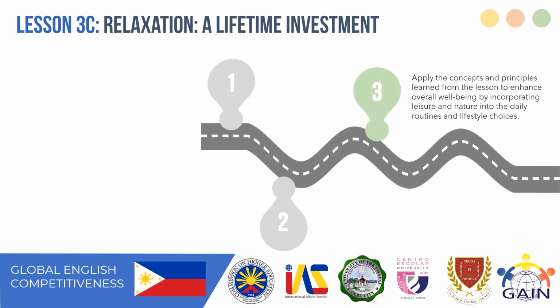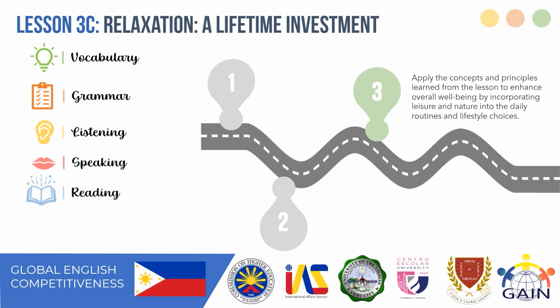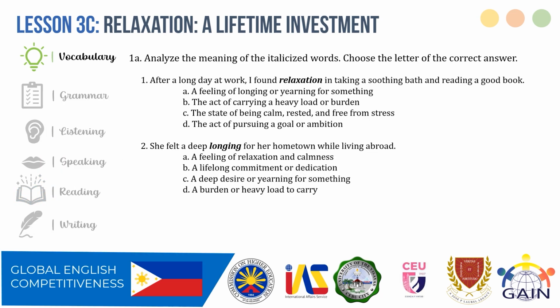Without further ado, let's move over to our third lesson for this unit, Lesson 3C, Relaxation, a Lifetime Investment. And here are the sub-lessons that will help us achieve our objective: vocabulary, grammar, listening, speaking, reading, and writing. Let's begin the lesson with a vocabulary activity. Analyze the meaning of the italicized words. Write the letter of the correct answer. Pause the video to start answering items number 1 and 2. Continue answering items number 3 to 5.